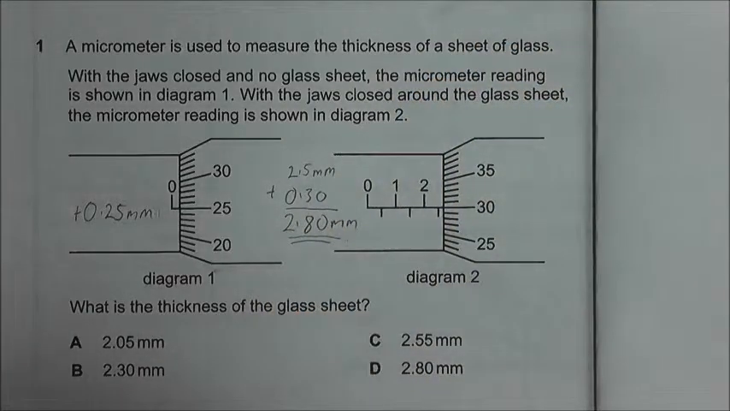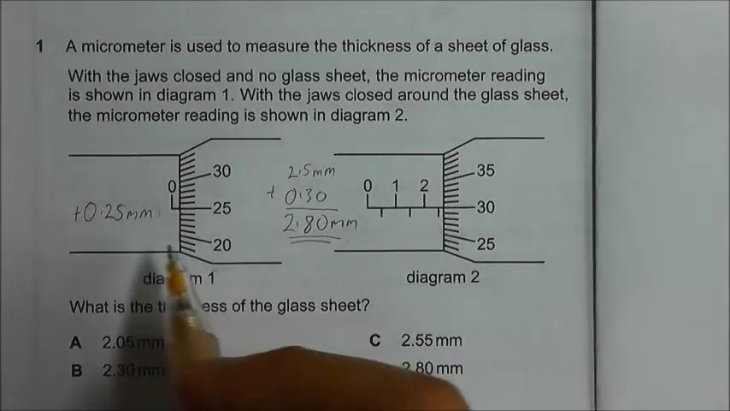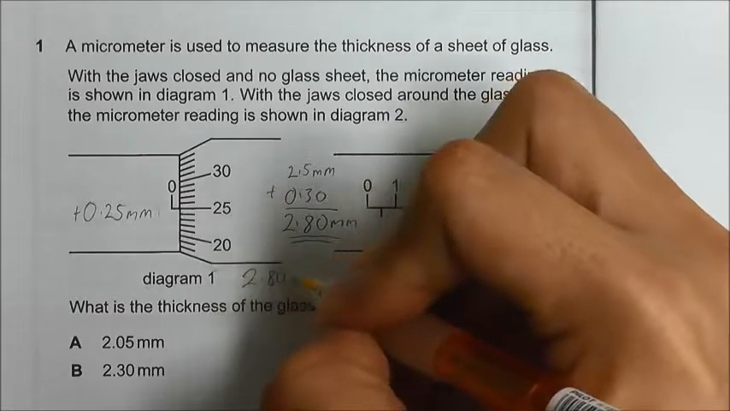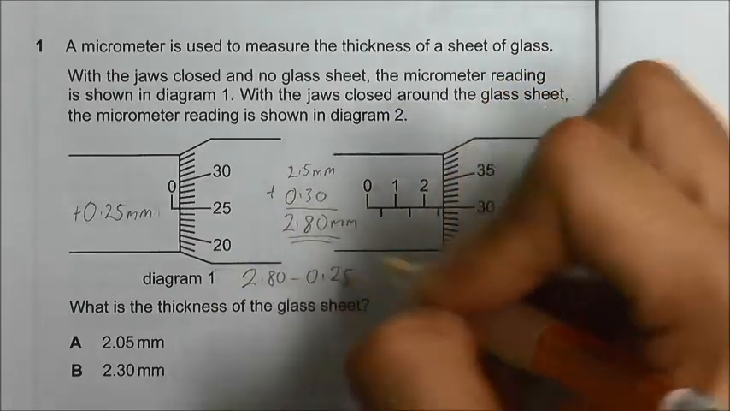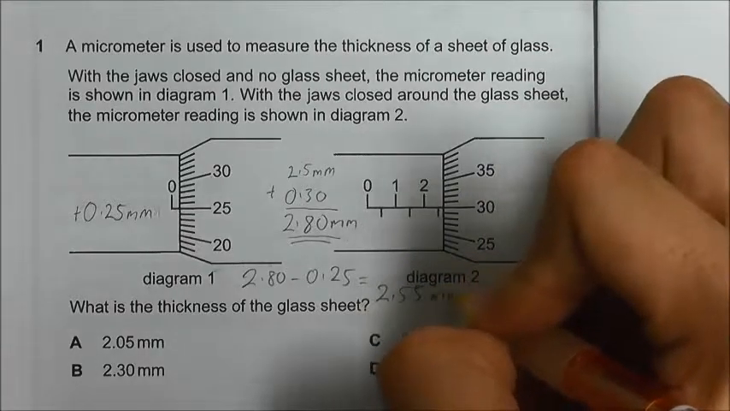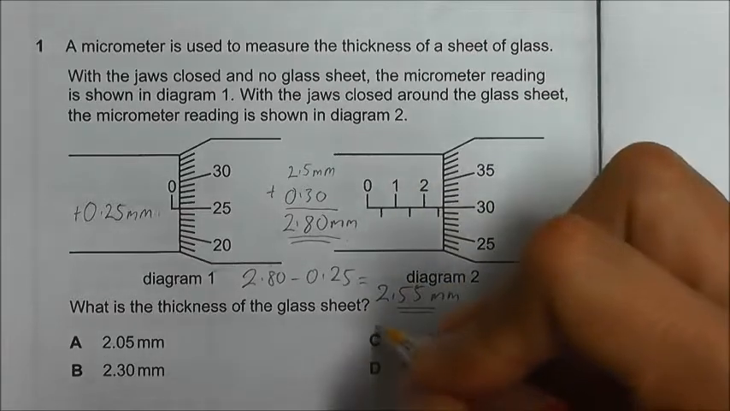And the actual thickness of the glass sheet, we have to minus off the zero error. So 2.80 minus 0.25, we will get 2.55 mm. Answer C.